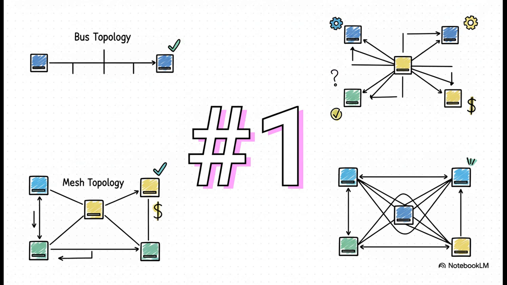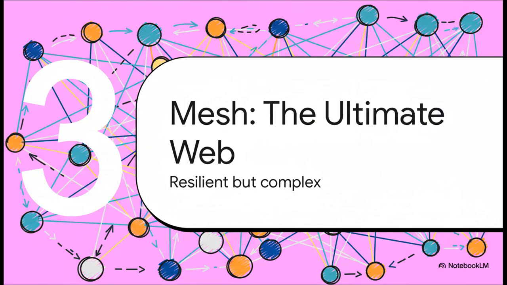That's why it's the go-to for pretty much everyone. But what if good enough isn't good enough? What if you need the absolute maximum, can't ever fail level of reliability? Well, for that, we have to talk about the mesh topology. This is the most resilient, most fault-tolerant design you can possibly imagine, but as you might guess, that resilience comes at a very steep price.